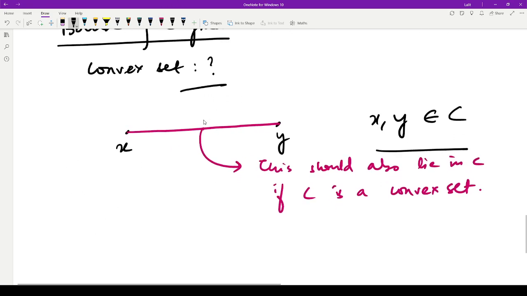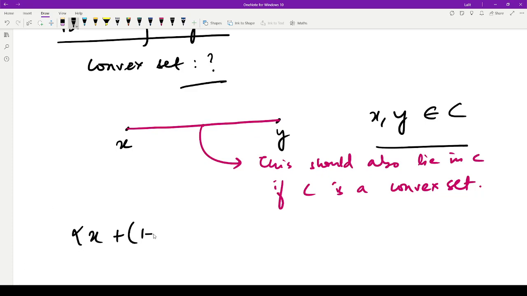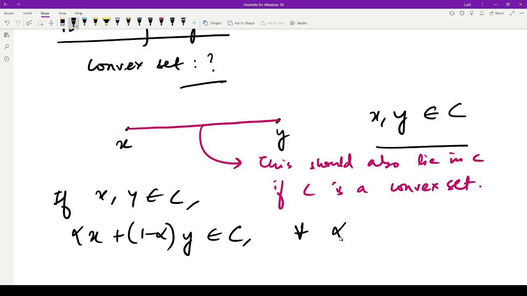If we want to define it mathematically, you can just take alpha x plus 1 minus alpha y should belong to C. If x and y belong to C, then alpha x plus 1 minus alpha y belongs to C for all values of alpha belonging to 0 to 1. 0 and 1 are anyways included because x and y belong to the set C. If you take a weighted combination of these 2 points, which makes you stay on this line segment between x and y, and you continue to be in the set while remaining on the line segment, then it means that it's a convex set. I hope the definition is clear.